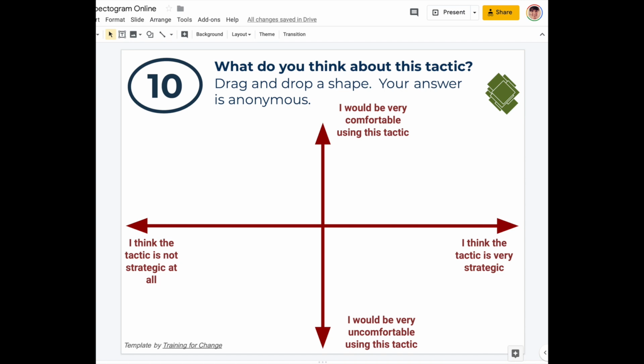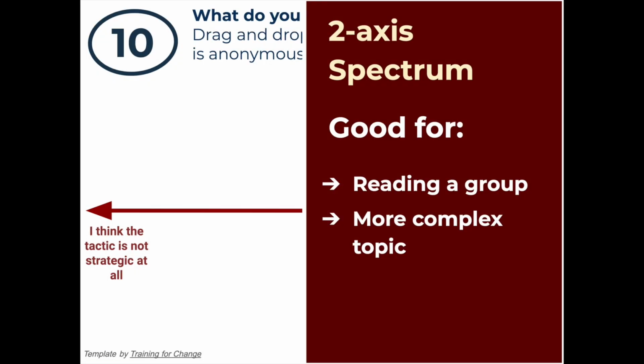You can also have a spectrum with more than one axis, like this. When someone places a mark, they're marking on two different spectrums at once. For example, in this case, someone might mark that they're very comfortable using a particular tactic, but that they think that tactic is not very strategic. Having a two-axis spectrum is helpful for getting a deeper read or exploring more complex topics or relationships.